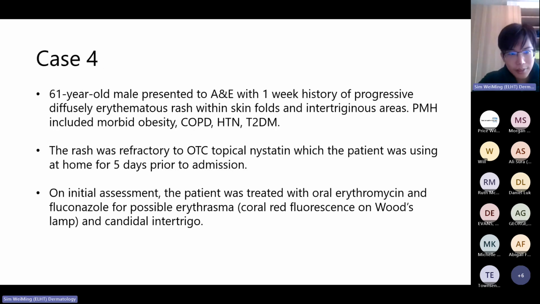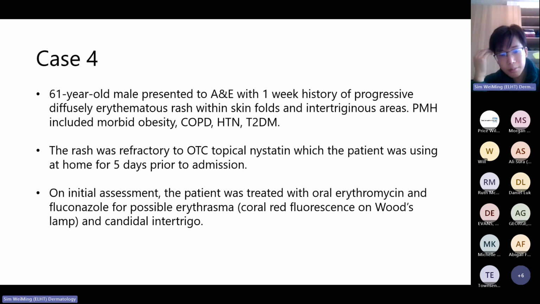So for the last and final case, we've got a 61-year-old male who presented to A&E with a 1-week history of progressive, diffusely red rash within the skin folds and intertriginous areas. So that would be like your armpits, your groin areas. Past medical history, he's morbidly obese and he's got significant sort of cardiovascular risks. He tried putting some topical nystatin because he thought it might be like an infection.